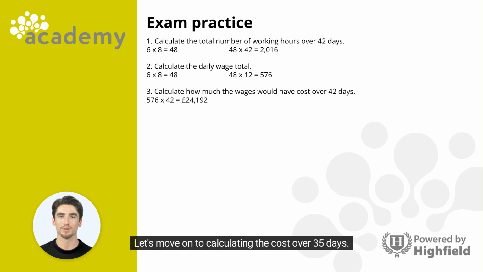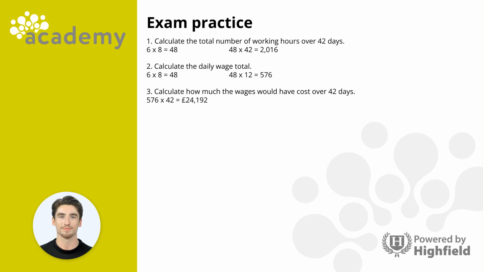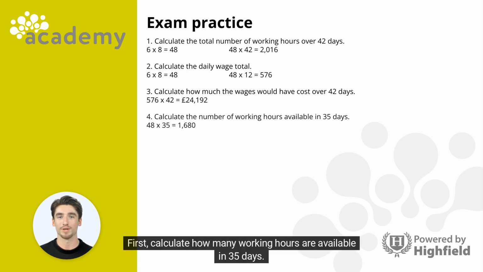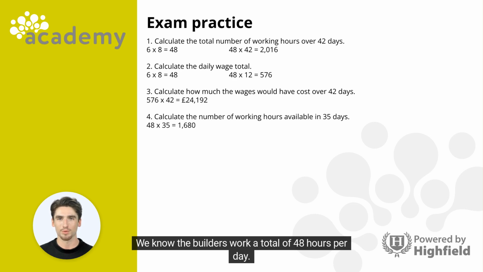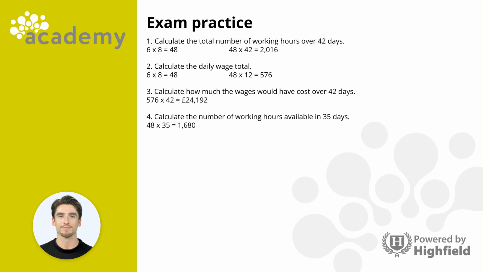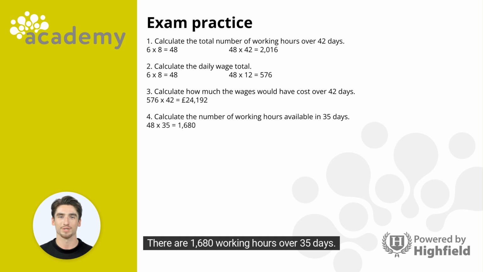Let's move on to calculating the cost over 35 days. First, calculate how many working hours are available in 35 days. We know the builders work a total of 48 hours per day. 48 multiplied by 35 equals 1,680. There are 1,680 working hours over 35 days.